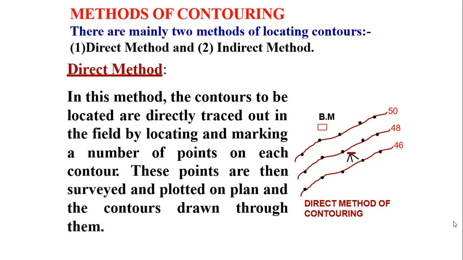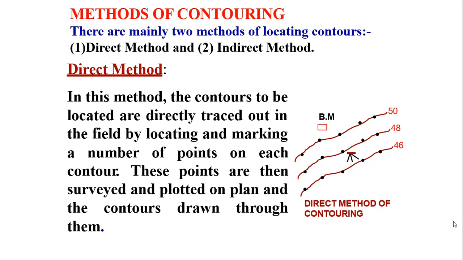In this method, the contours to be located are directly traced out in the field by locating and marking a number of points on each contour. These points are then surveyed and plotted on a plan and the contours drawn through them. So, basically the direct method is carried out over the field. Each and every point's elevation should be determined on the field itself. So, it is a very tedious method, but it is very accurate. Though it takes time to perform the surveying, it is a very accurate method.